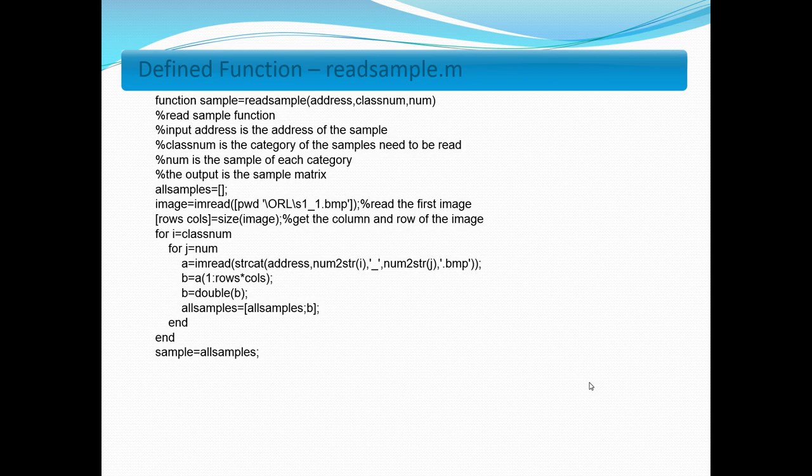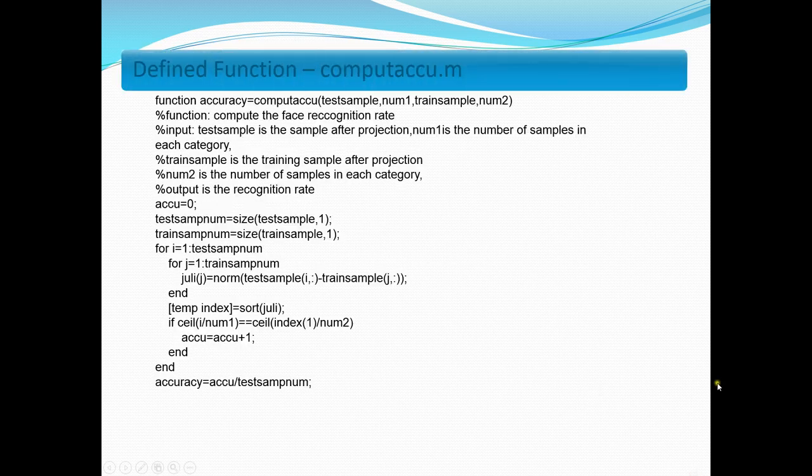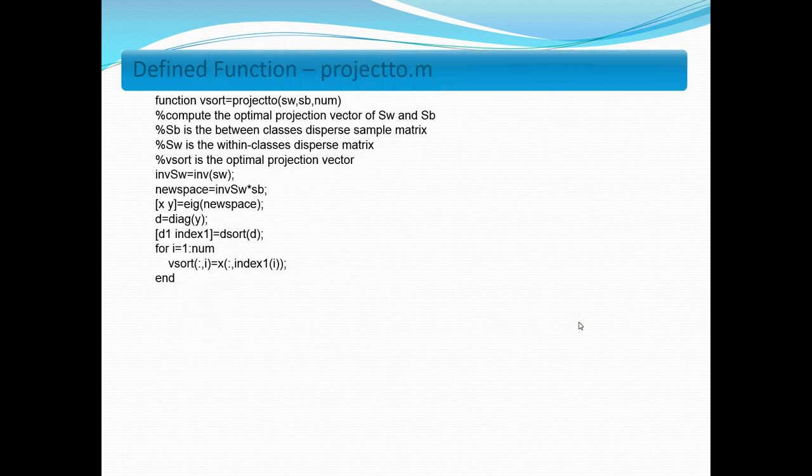The third function is the read sample function. This function could read the training or testing samples from the face database. Here is compute accuracy. After the first two steps, we can compute the accuracy of the program, which is the face recognition rate. And this could tell us how LDA and PCA work in face recognition. And this is the project 2 function. This function could be used to compute the optimal projection vector of SW and SB.